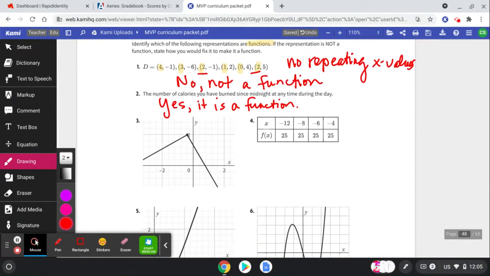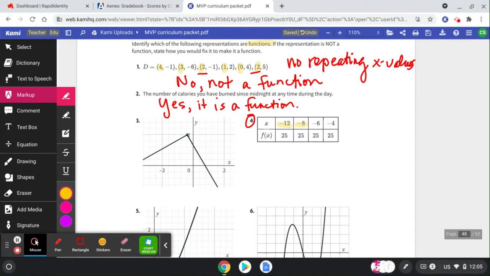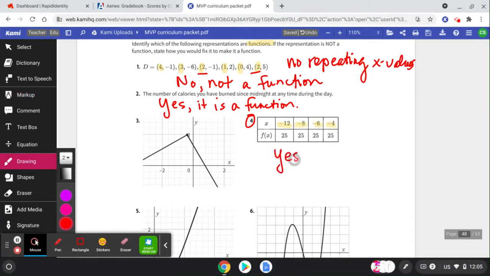Using number 4, we can use the same concept as number 1, where you're just looking for repeating x values. Notice that your x values here do not repeat. So we say, yes, it is a function. Now you might be thinking, but wait a second, the y values have a repeat. What would the graph look like?